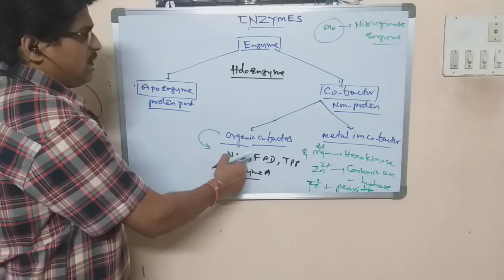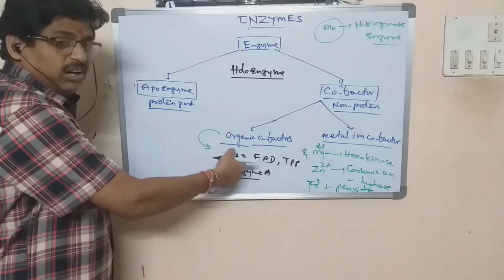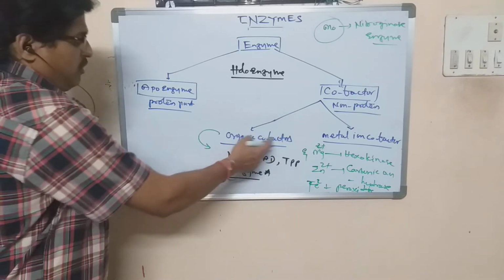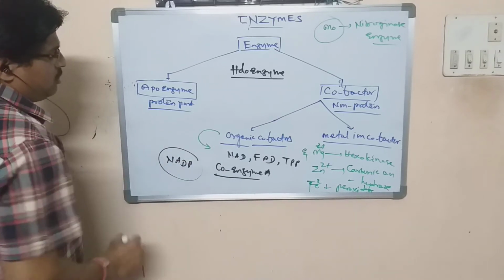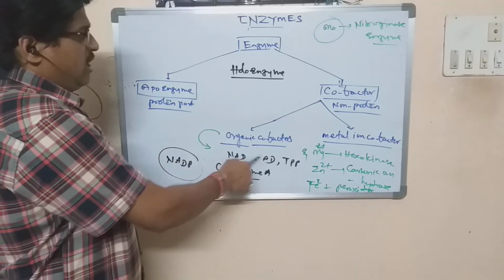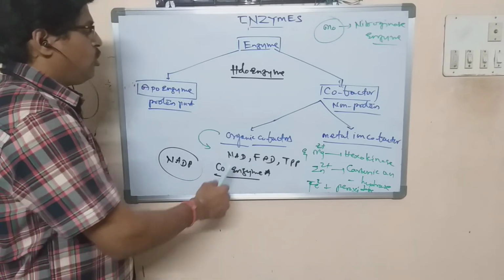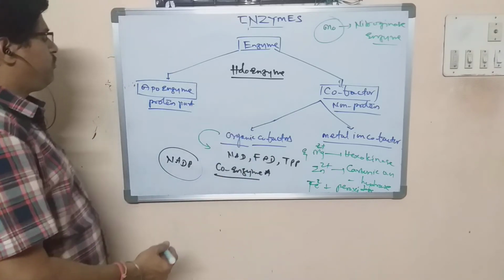So NAD, FAD. What is NAD? Niacin is a water soluble vitamin, nicotinamide adenine dinucleotide. If a phosphate is added, it is called NADP. So NAD, FAD, thiamine pyrophosphate, all these come under the organic cofactors. Coenzymes all come under the organic cofactors.